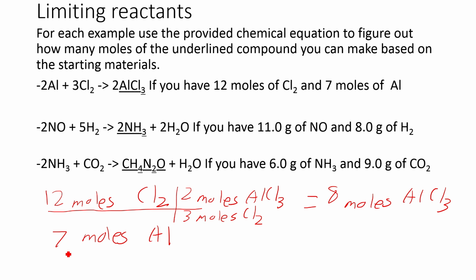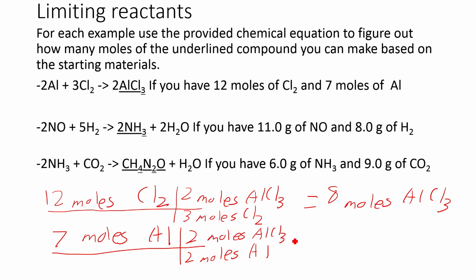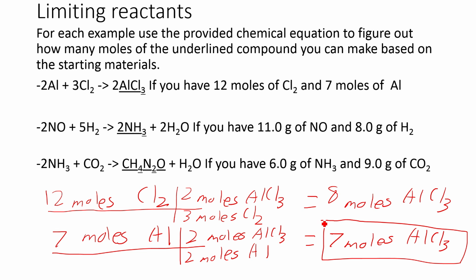But now we also have to look at the aluminum to see which one we're going to run out of first. And here we know that we have 2 moles of aluminum for every 2 moles of aluminum chloride. And we'll notice from this that we would actually get 7 moles of AlCl3. So we are only going to make 7 moles of aluminum chloride because when we do this, we'll run out of materials before we can make our 8 moles of aluminum chloride.